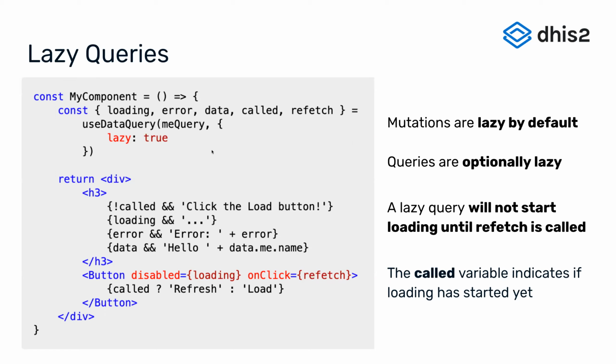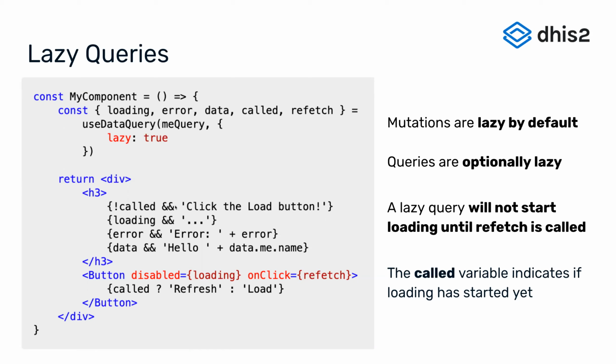That's an important distinction. If you just have a use data mutation hook, it's not going to do anything out of the box until you call the mutate function at a later time, usually when the user does something like click a button. The definition, as I mentioned, of a lazy query is that it won't start loading until refetch is called at a later time. And the final piece here is that we have another returned property of this object from the use data query hook, which is the called variable, and that will be false until the loading starts. So once we call refetch for the first time, then called becomes true.